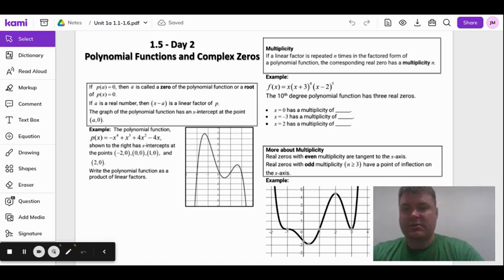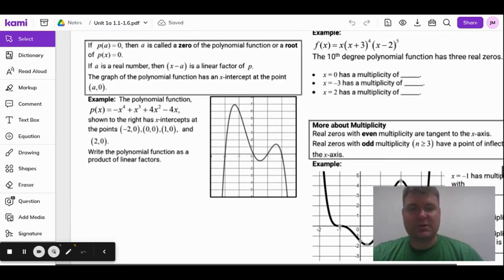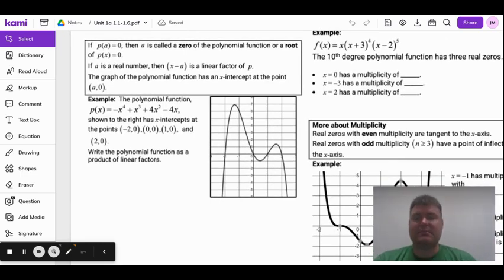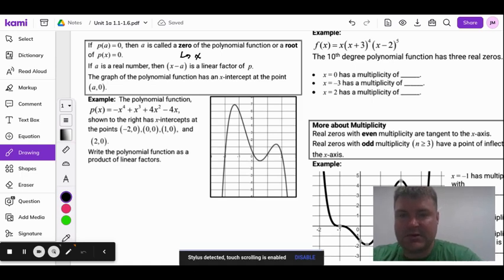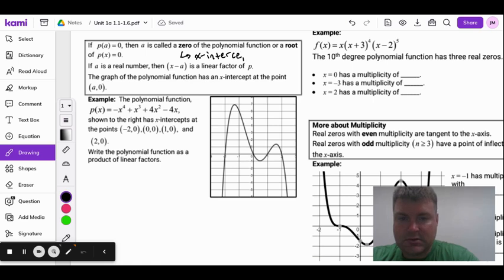Okay, so polynomial functions and complex zeros. We're going to talk about those complex numbers here in just a bit, but I do want to talk about what a zero is. As mentioned in previous videos, a zero is the same thing as a root, which is the same thing as an x-intercept. So a zero is an x-intercept, which is the same thing as a root.